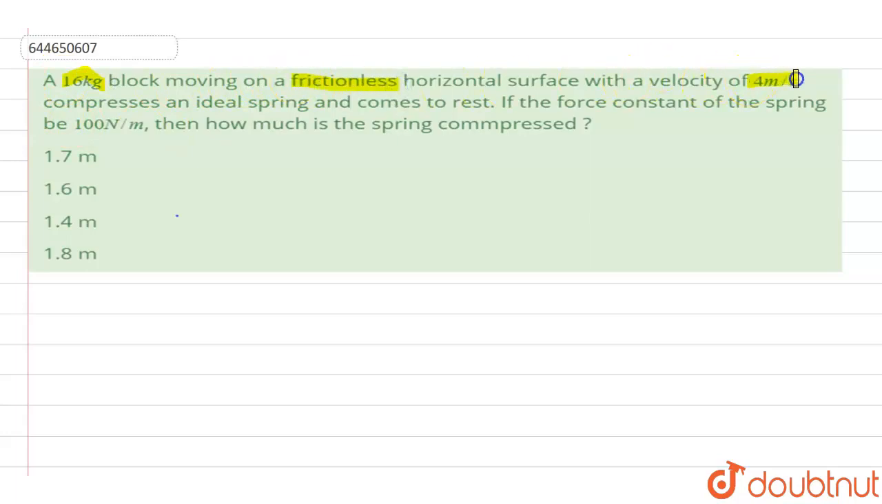Okay, so the question says a 16 kg block moving on a frictionless horizontal surface with a velocity of 4 meter per second compresses an ideal spring and comes to rest.